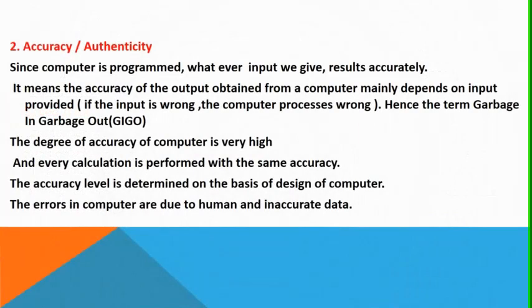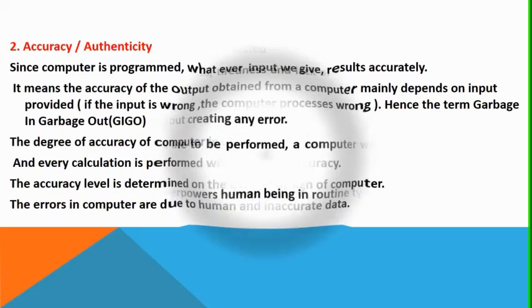Accuracy. Since a computer is a programmed machine, whatever input we give results accurately. This means that the accuracy of the output obtained from a computer mainly depends on the input provided. Every calculation is performed with the same accuracy. The errors in a computer are due to humans and inaccurate data, not to the work done by the computer.